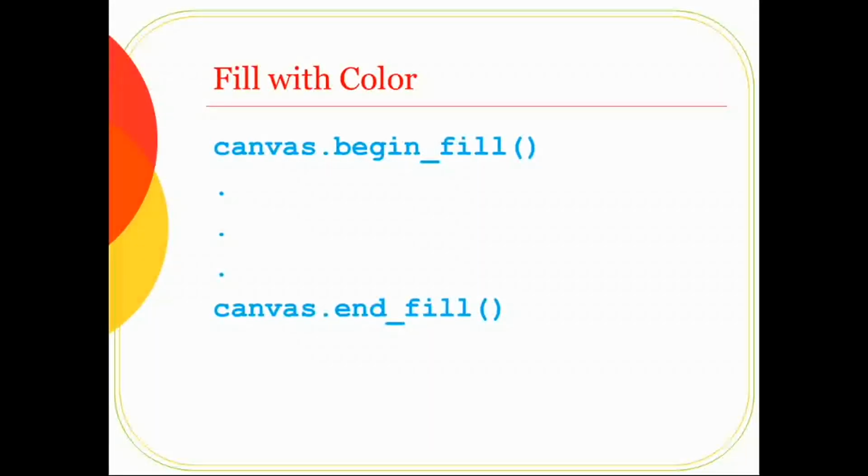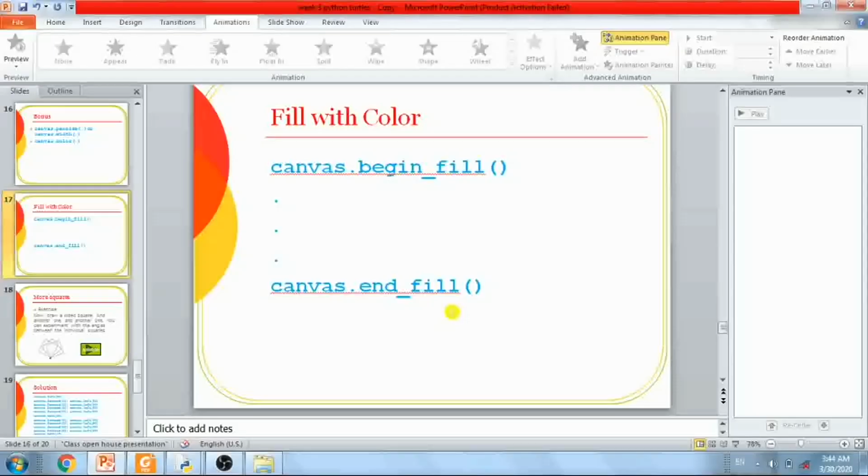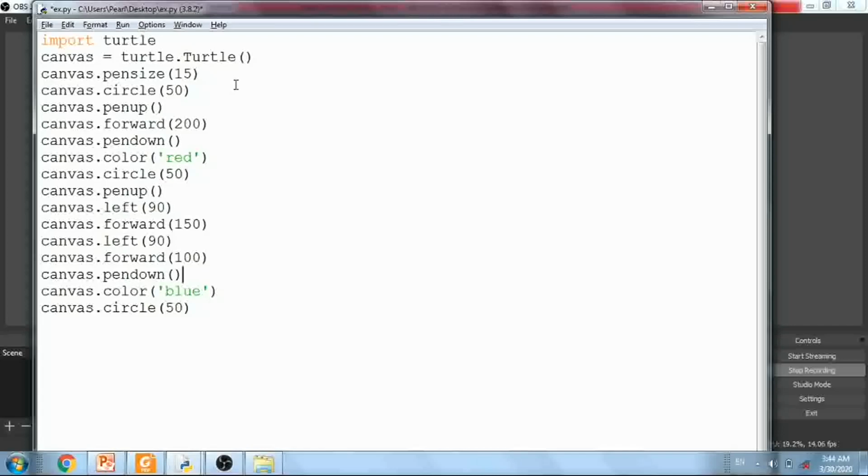Okay. Now let me show you how to fill them with color, how to fill shapes with color. In order to fill with color, you should use the functions begin fill and end fill. Now here, the first circle, I want to fill it with color, for example, yellow.